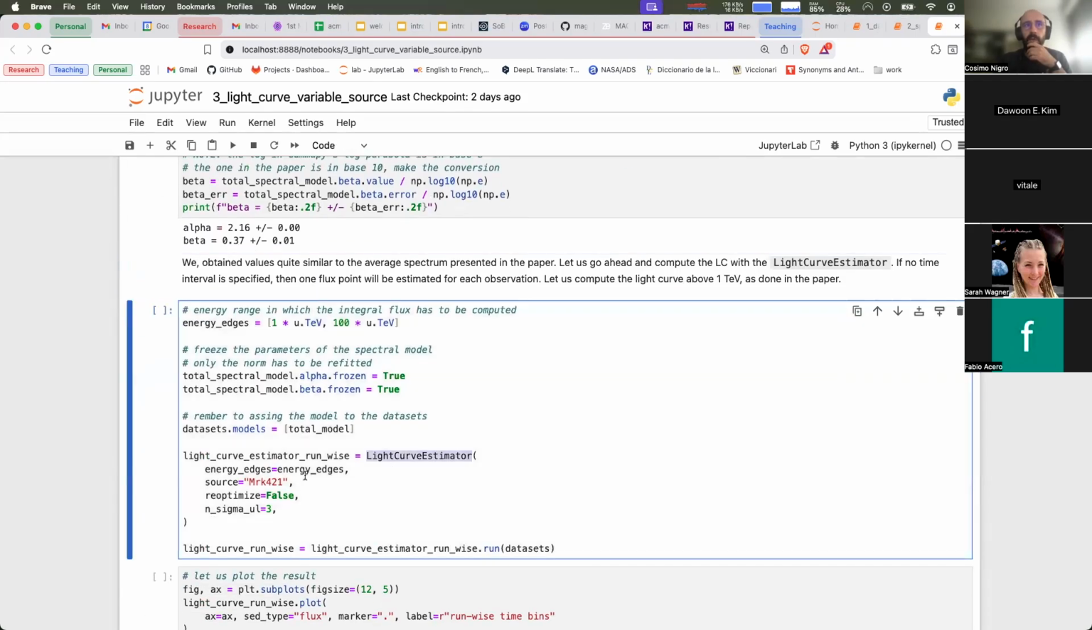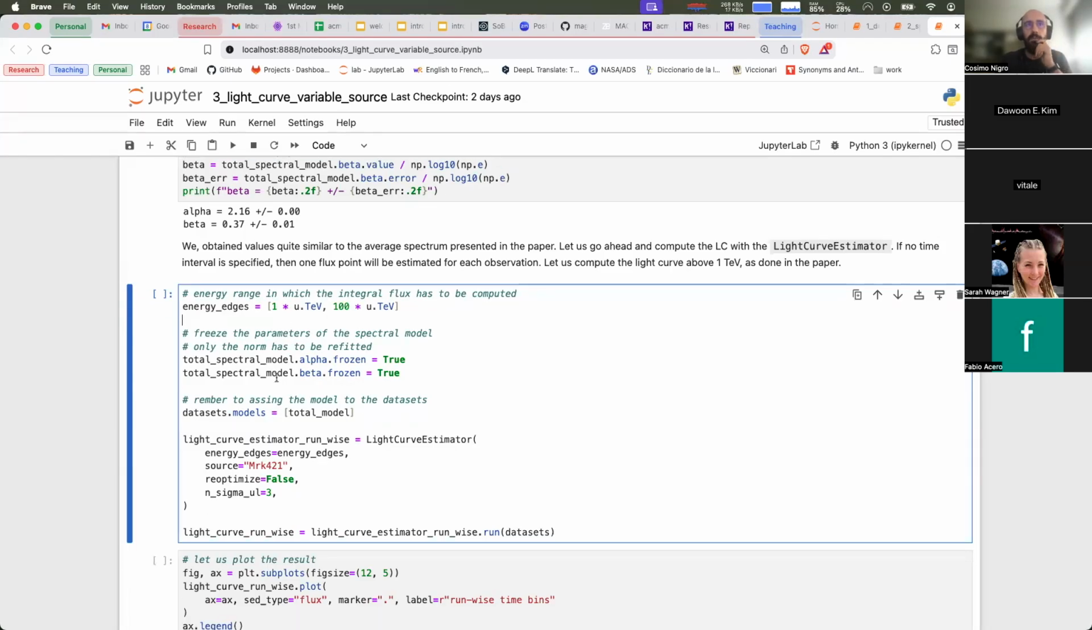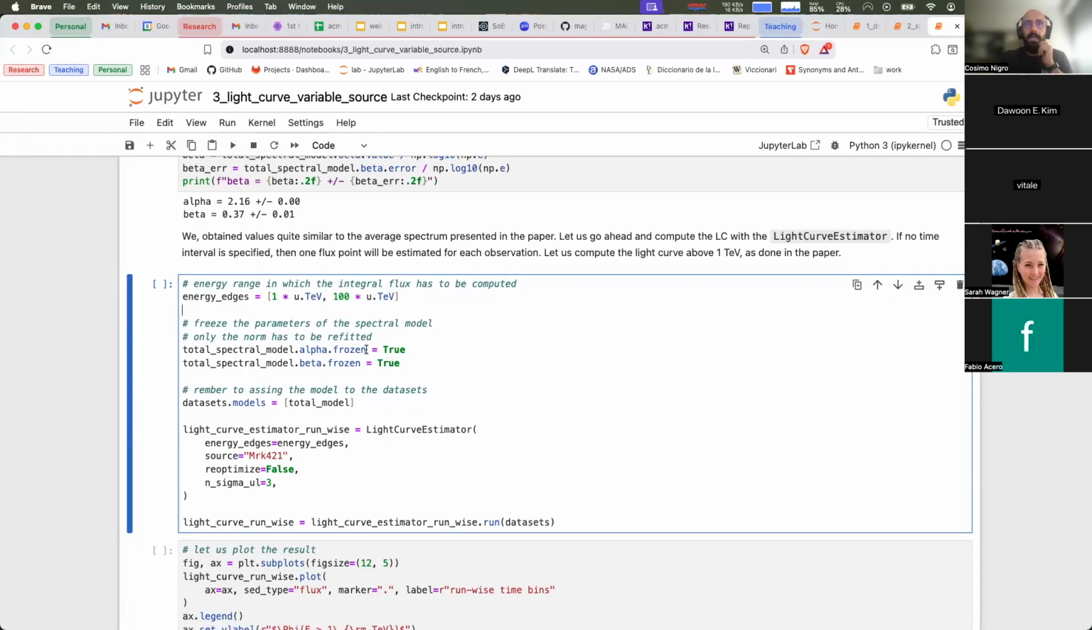So as before, we need some energy edges. We want to estimate the light curve in a certain energy range, and typically we will integrate above a certain energy. Let's integrate above 1 TeV, for example. And when we performed the flux estimation before, we just changed the amplitude, right? We want to do the same in this case. So we freeze both the alpha and beta parameters. We want to adjust in each time bin just the amplitude of the flux.